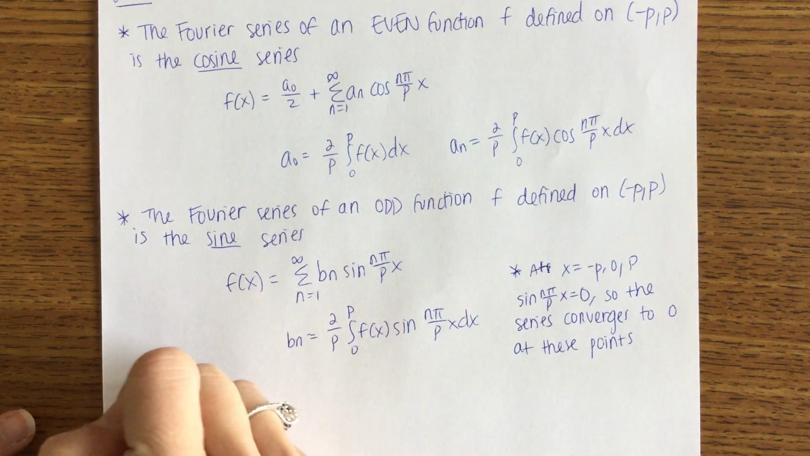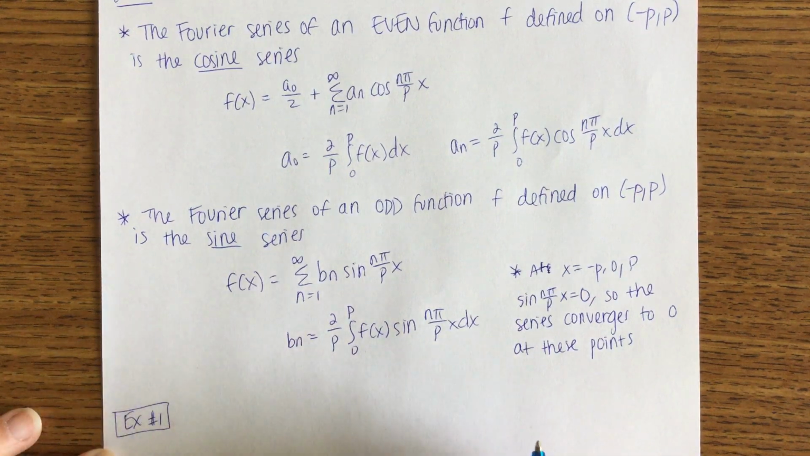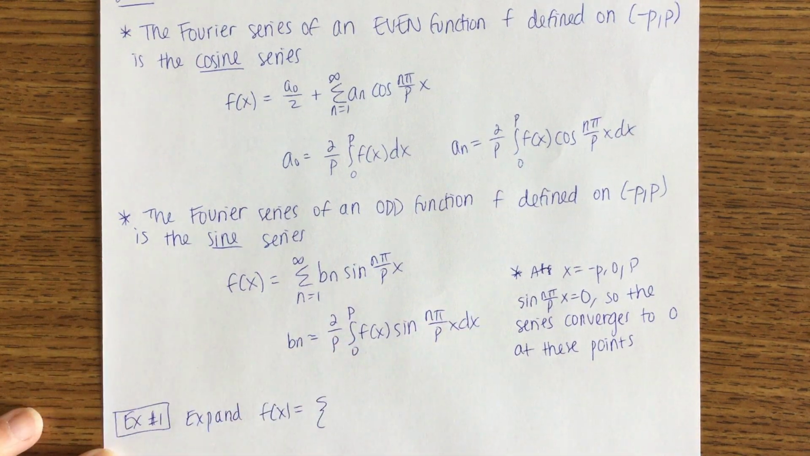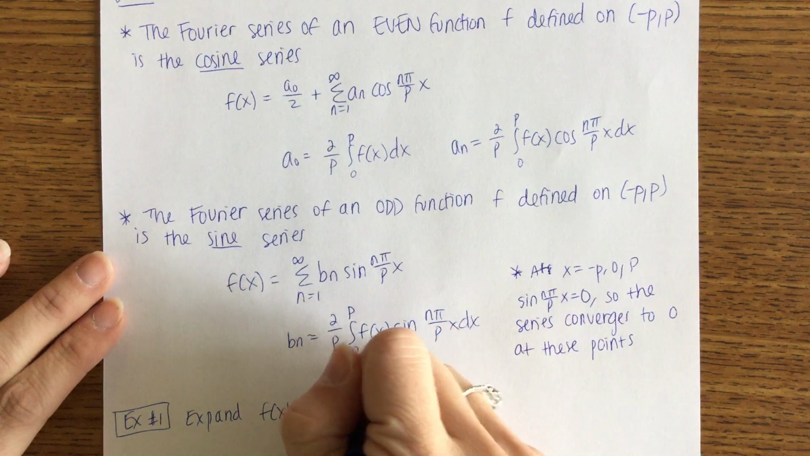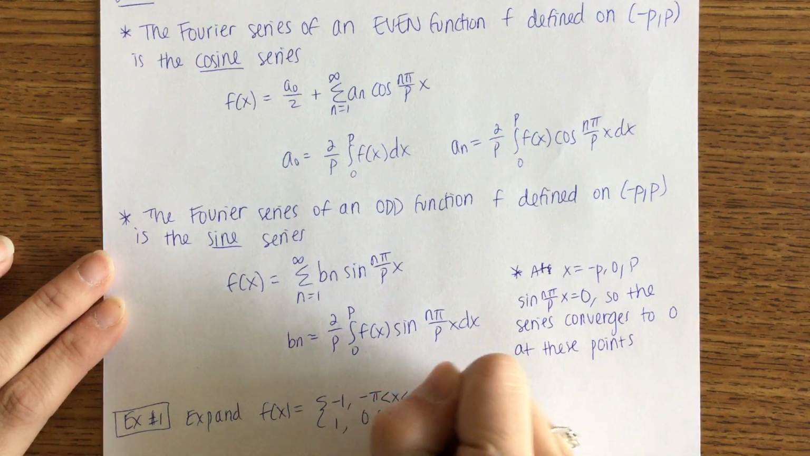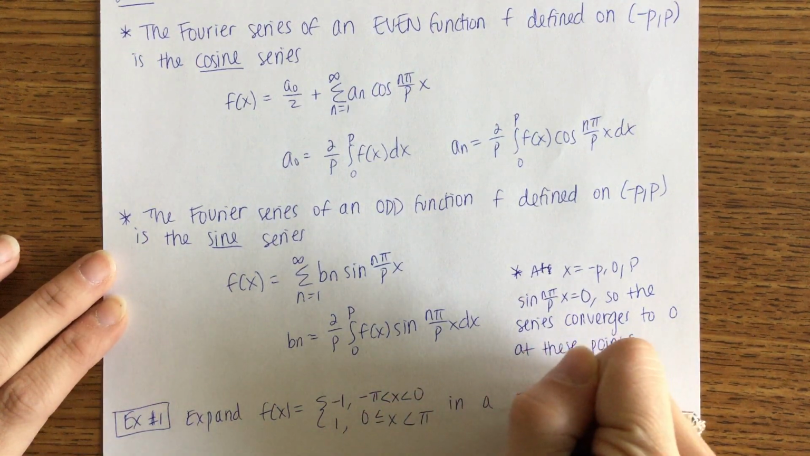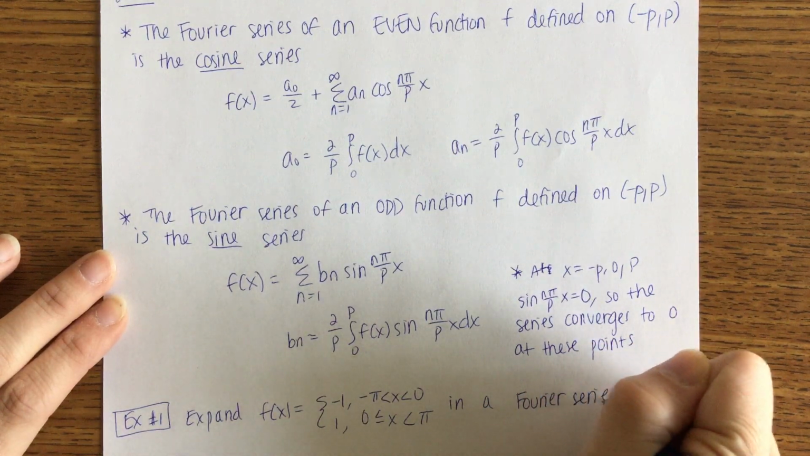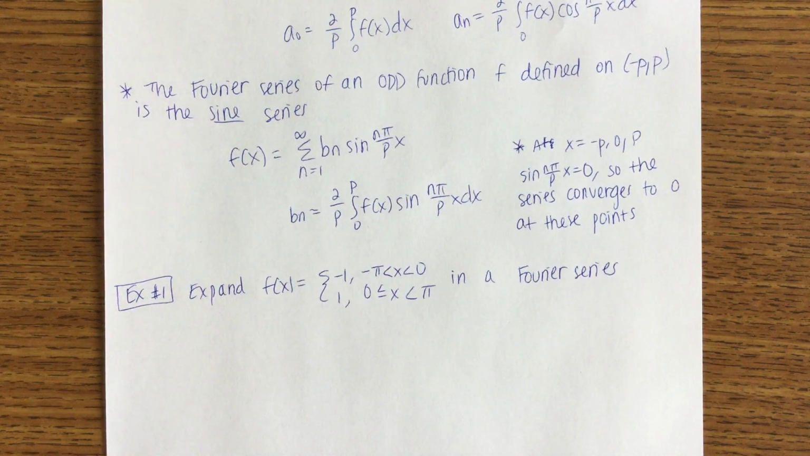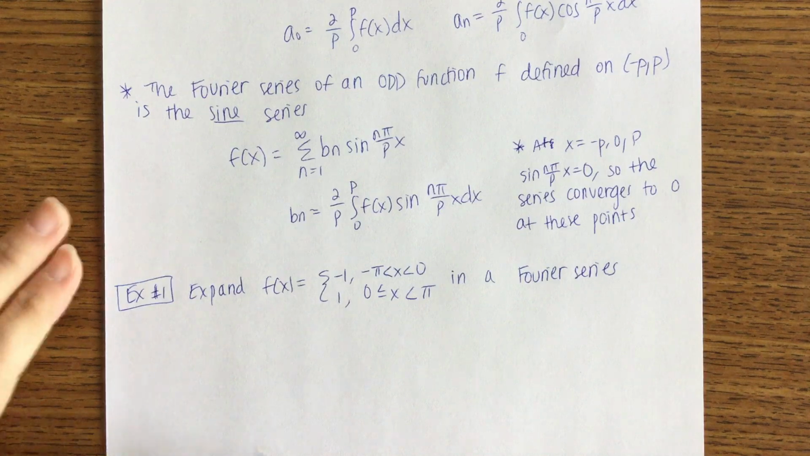Okay, here's our first example. We are going to expand the following piecewise function into a Fourier series. Okay, so what we could certainly do is expand this in a Fourier series like we did yesterday. But if this function happens to be either even or odd, we could use a cosine or a sine series. So that'll be a little bit quicker.